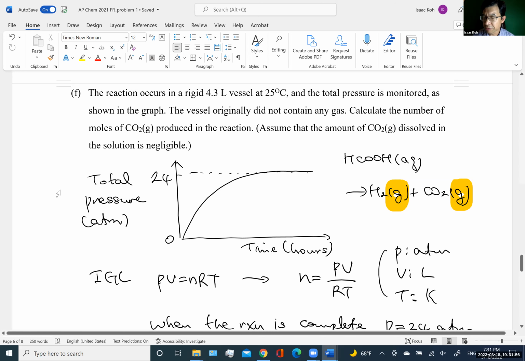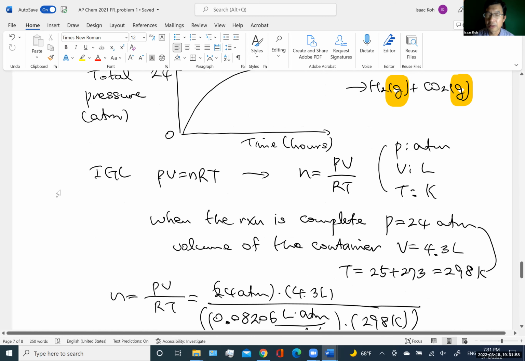In this kind of case, when you are given a gas phase reaction or gas is involved, always think about the ideal gas law. Okay, so write down the ideal gas law equation: PV equals nRT. This one is asking about the mole number. So let's rearrange the equation. n is equal to PV over RT.